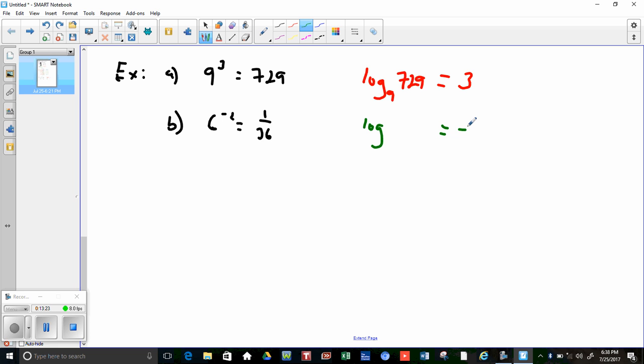The exponent is negative 2. What's the base? What's the subscript? Well, it's 6, because 6 is the base of this particular piece right here. What's being raised to a power, and it's of 1/36. Log of 1/36, base 6, equals negative 2. And again, double check. 6 to the negative 2 equals 1/36.